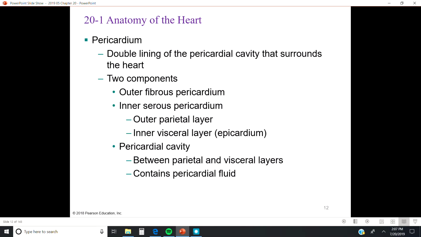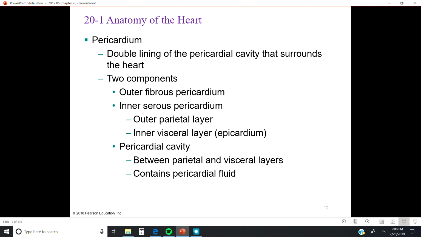Okay, so let's take a look at this pericardium. Think of the pericardium as a double lining of the pericardial cavity, and it's this lining that's actually going to surround the heart. We're going to divide the pericardium into two parts. The first part is going to be the outer fibrous pericardium. So if you were doing dissection before you got to the heart, you would actually have this kind of tough bag that you would have to cut through in order to see the structures inside that bag. This tough bag is the outer fibrous pericardium.